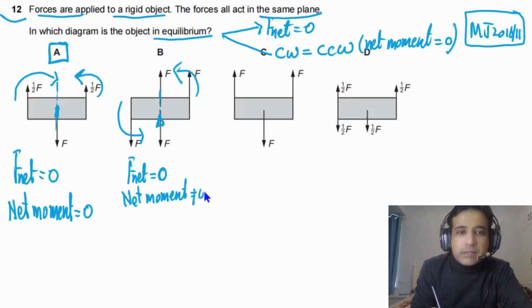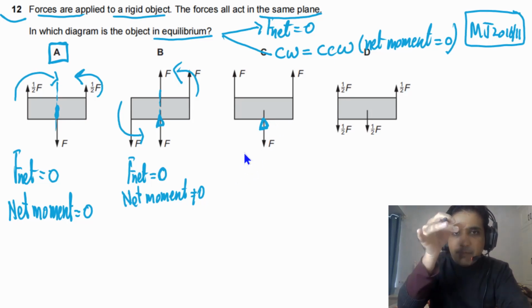We can go to the next now, and also we can take our pivot in this case at this point. F net in this case is not equal to 0 because 2F is acting up and 1F is down, so F net is not equal to 0.